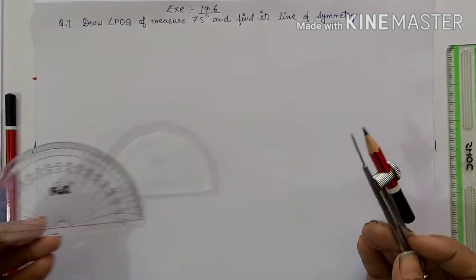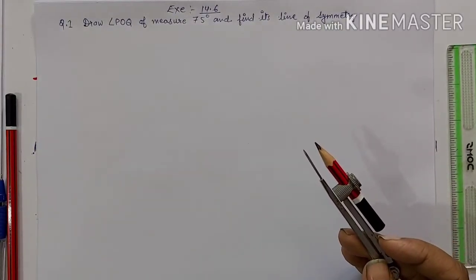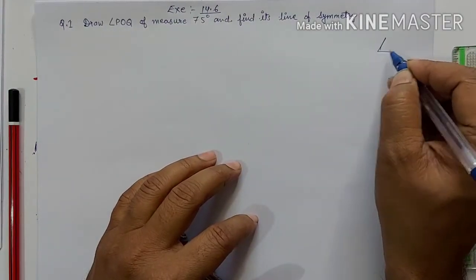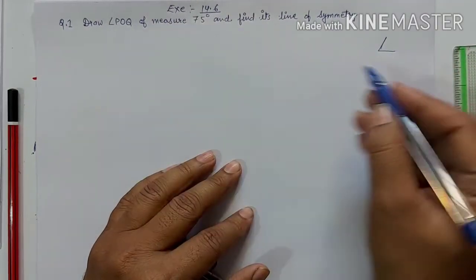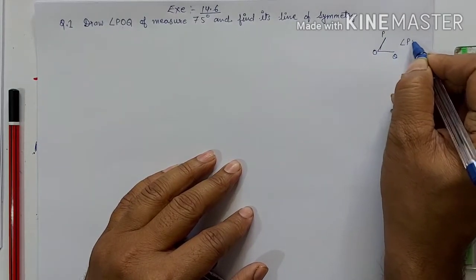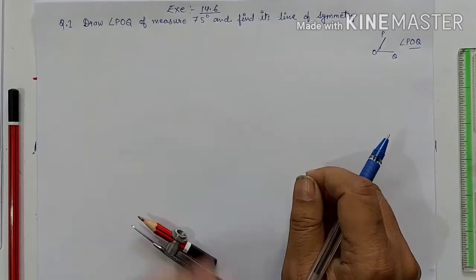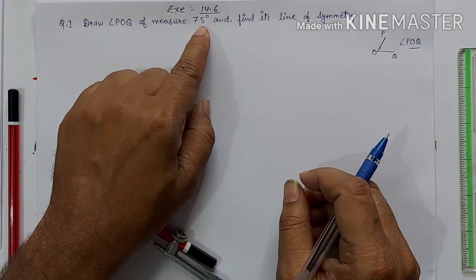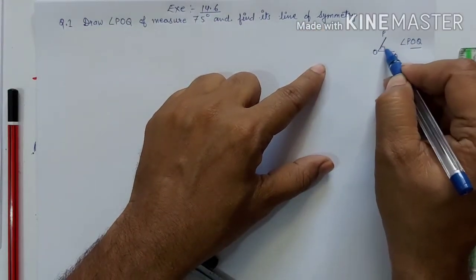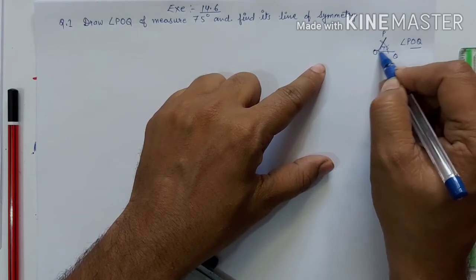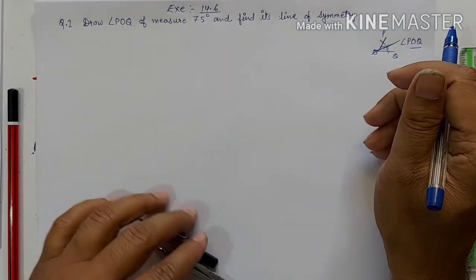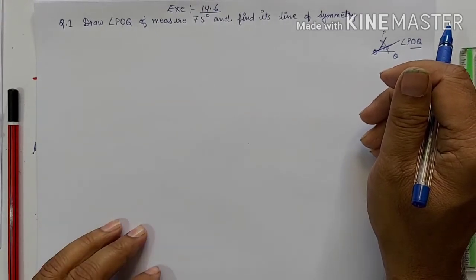Now the first question is: draw an angle POQ. Angle POQ means you draw an angle whose middle name is O. It means there is O, P, and Q. It is the angle of POQ. It is 75 and its line of symmetry. Line of symmetry means you first draw 75 and you bisect. Bisect and line of symmetry are the same process.